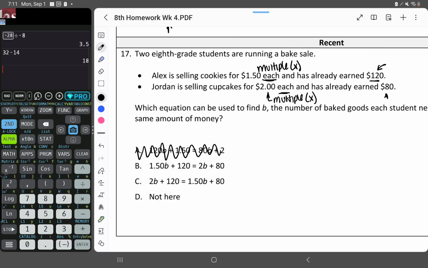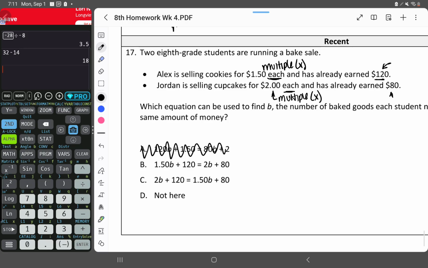So let me see why this B is wrong. Oh, this one's wrong because the 2 is attached onto $120, and those aren't in the same sentence, so they don't go on the same side of the equation.